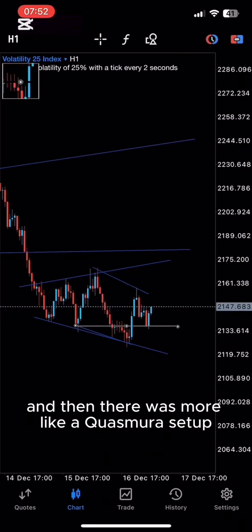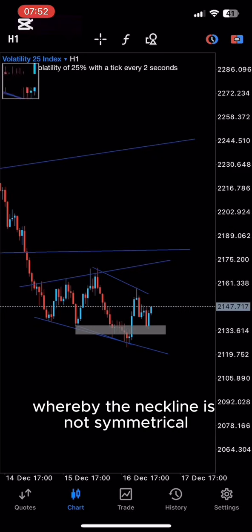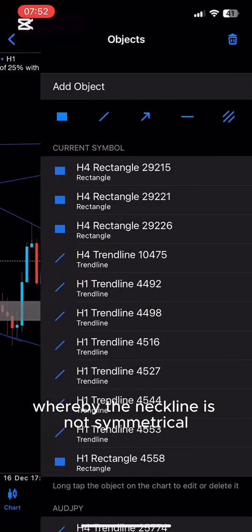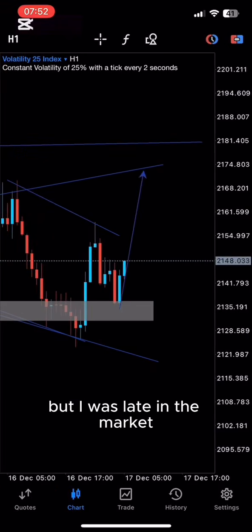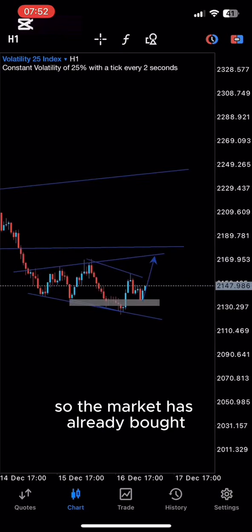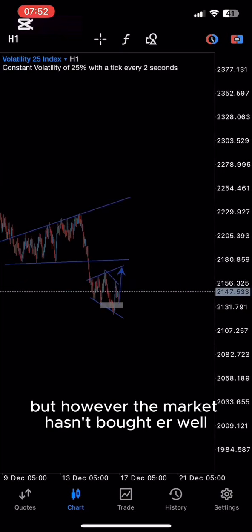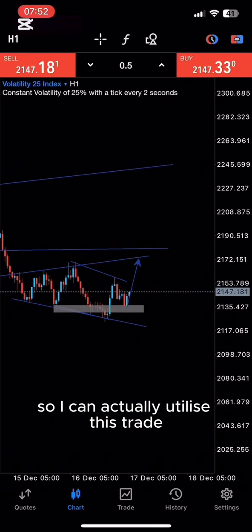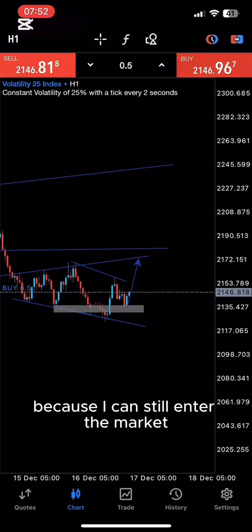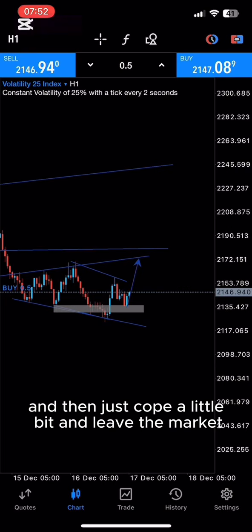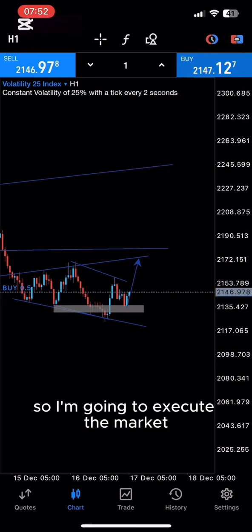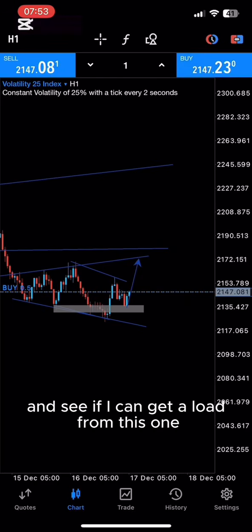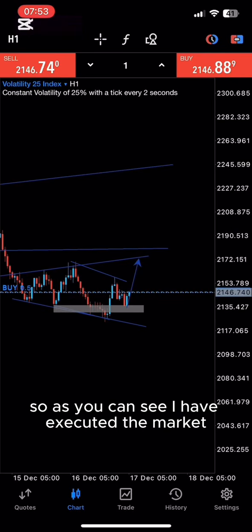And then there was more like a Quasimodo setup, whereby the neckline is not symmetrical. So at this point the market buys, but I was late in the market, so the market has already bought. But however, the market hasn't bought well, so I can actually utilize this trade, because I can still enter the market and then just scalp a little bit and leave the market. So I'm going to execute the market and see if I can get a lot from this one. As you can see, I have executed the market.